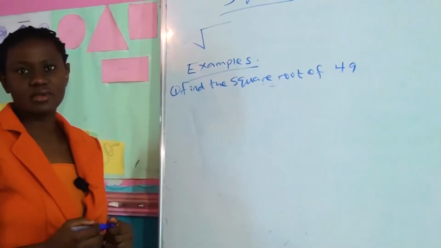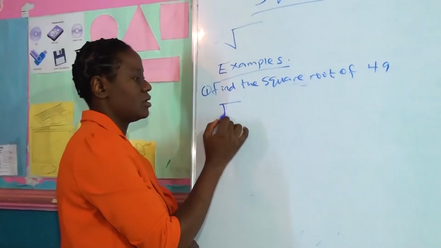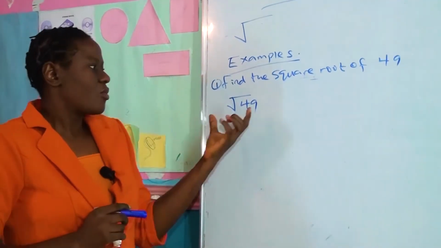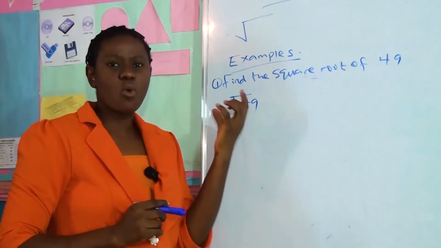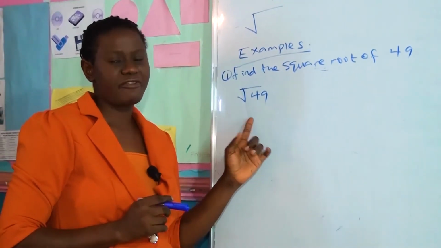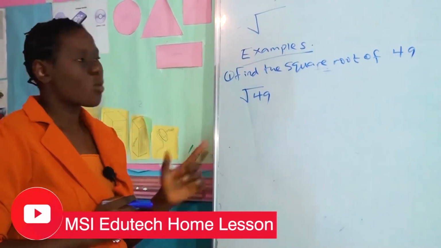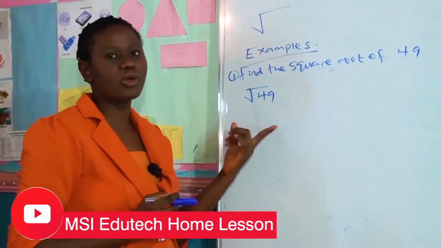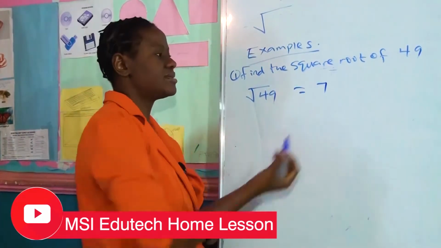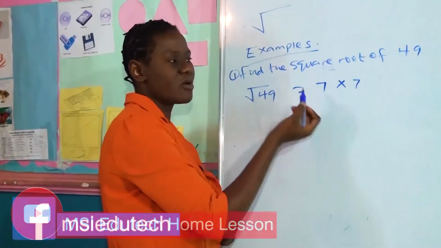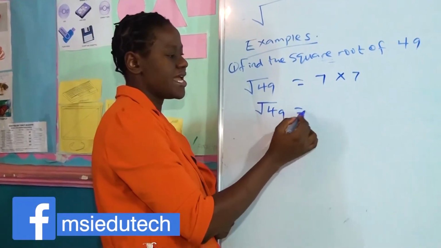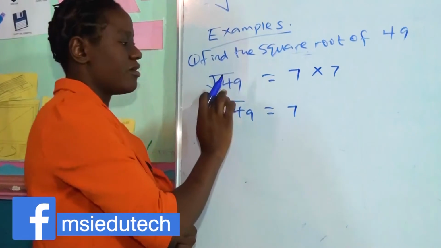The square roots of 49. The question here is, what number multiplied by itself would give us 49? From here we have 7, because 7 times 7 will give us 49. So the square root of 49 is 7.